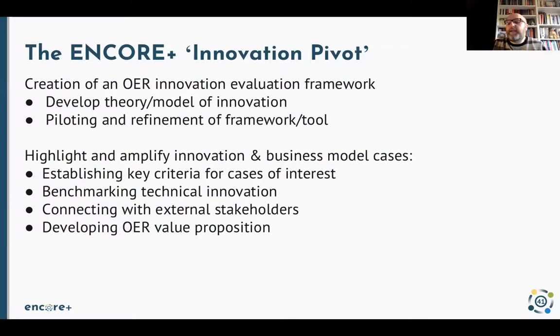I don't think there's much time left, so I'm just going to quickly say what we've got coming up in the project. We'll be doing more desk research around innovation and OER. The goal here is to develop a tool which can be used to evaluate instances of innovation, to extract the interesting things and describe innovation in comparable terms. And we'll also be sharing showcases of good practice across business and education and new business models and value propositions.